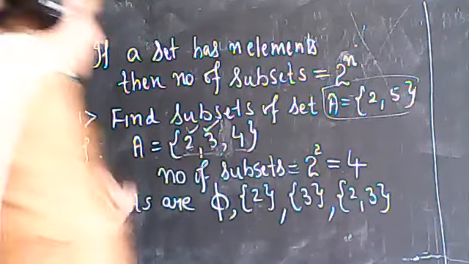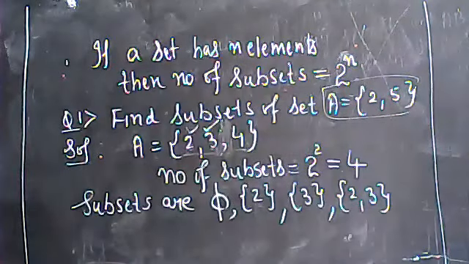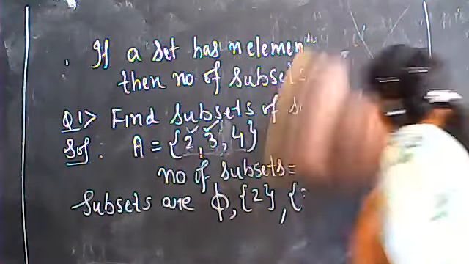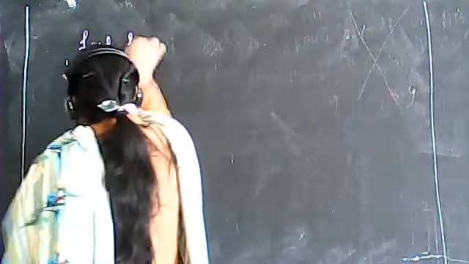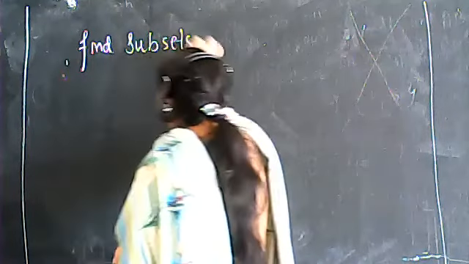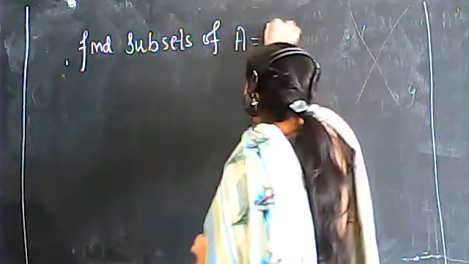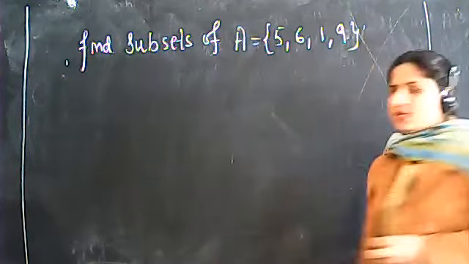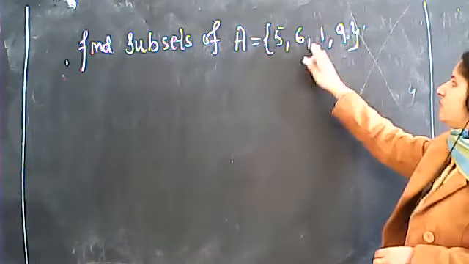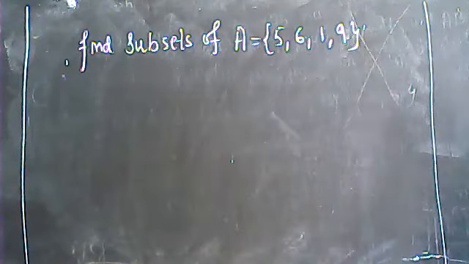So students, since there are no queries from you in this example, let us discuss one more question, which consists of 3 elements in a set. So the next example is, find subsets of a set A equals 5, 6, 1 and 9. The set is given and we have to find the different subsets of this set.